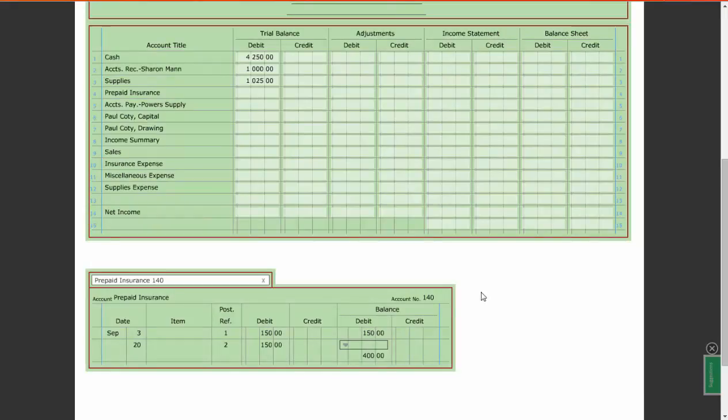So obviously we can see here prepaid insurance, we have a debit here of 150 and then another debit of 150. 150 plus 150 is not 400. So I would have 300 in here. 300 is going to go back up on top for our trial balance.